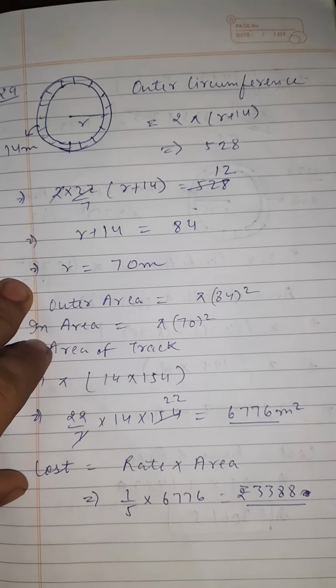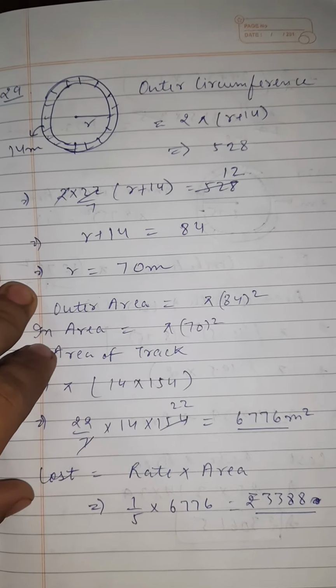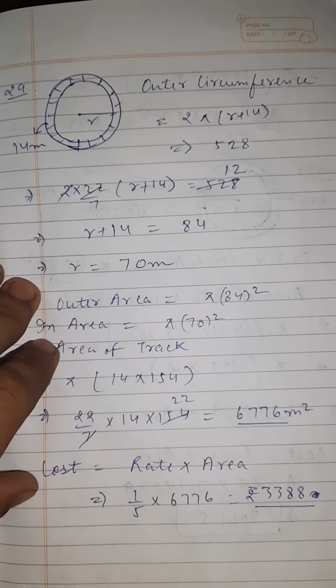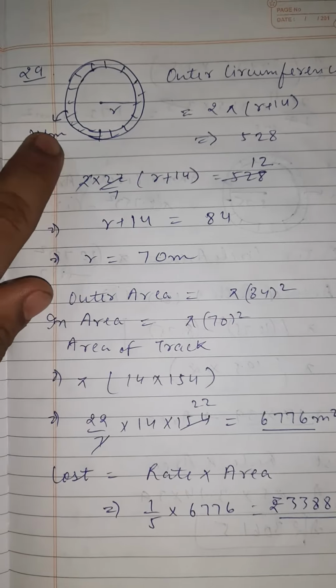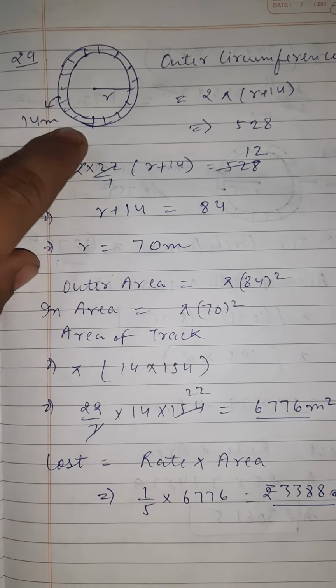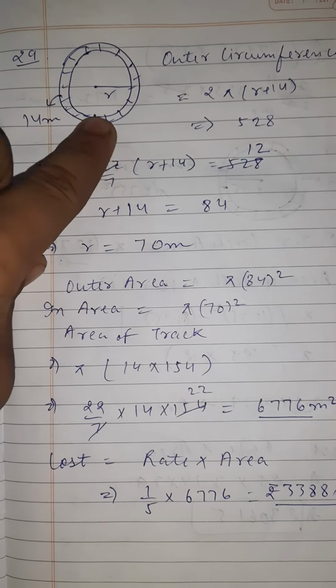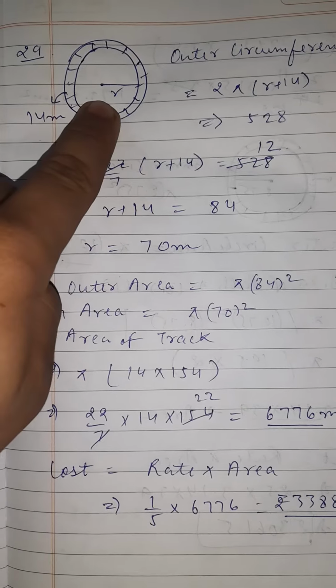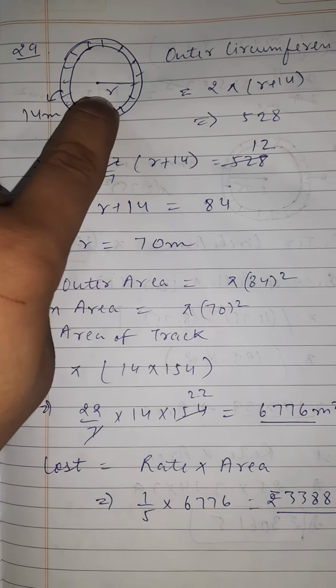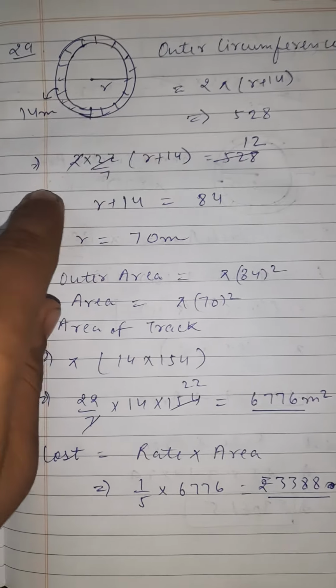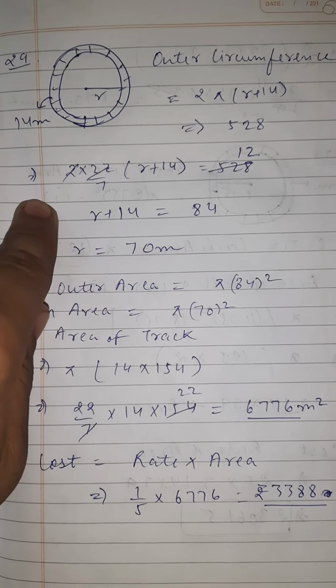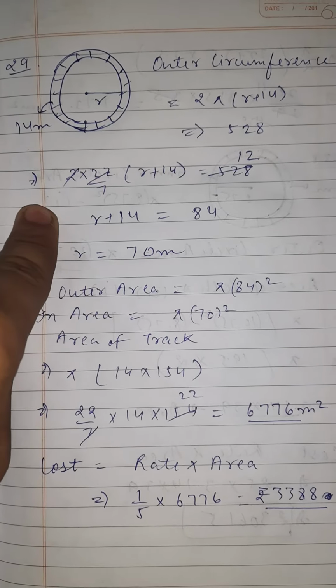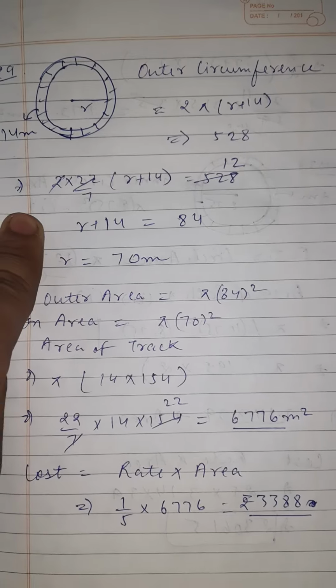The only difference here is that we are provided with the circumference of the outer circle, and we are provided with the width, and we need to find the area of this region only. So we shall consider the radius of the smaller circle as r. So the outer circumference we are provided with, we can put the value of that in pi and r.